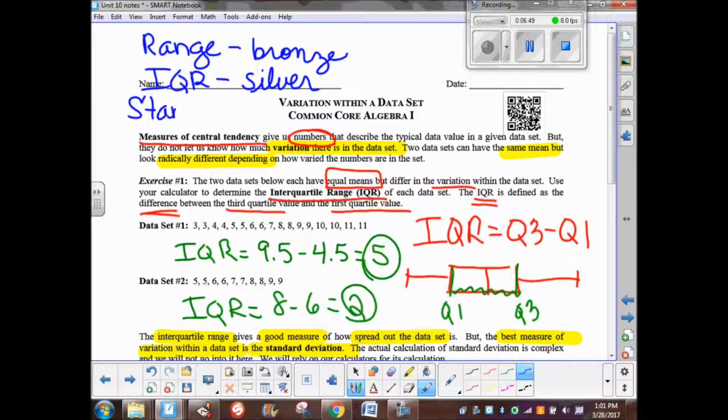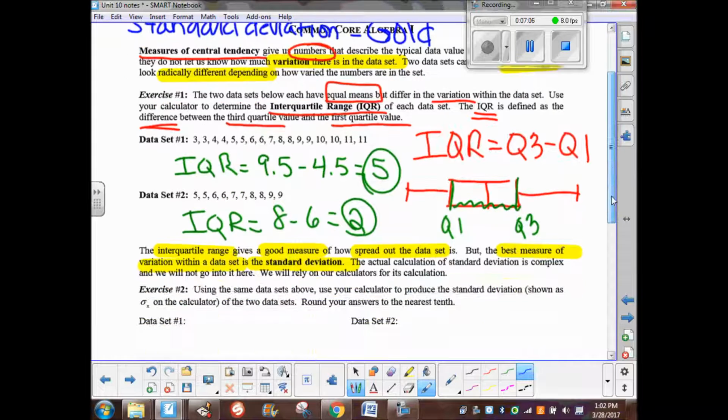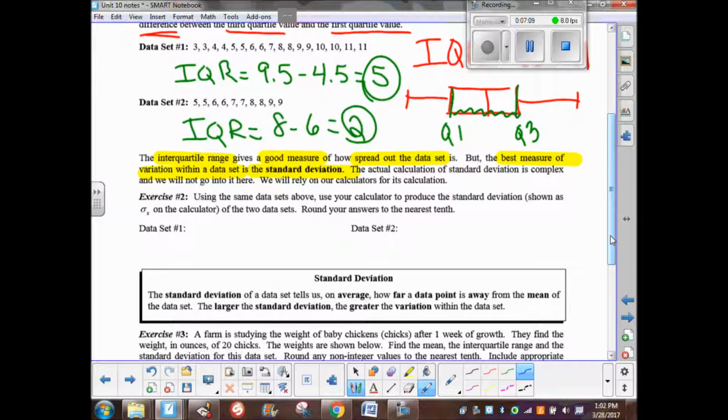So back up here, standard deviation is going to be the gold. That's going to be your best one to determine the variation or the spread within your numbers. The actual calculation of standard deviation is quite complex, but we're not going to get into it. We're going to let the calculator do it for us. So we rely on the calculators to crank this out.